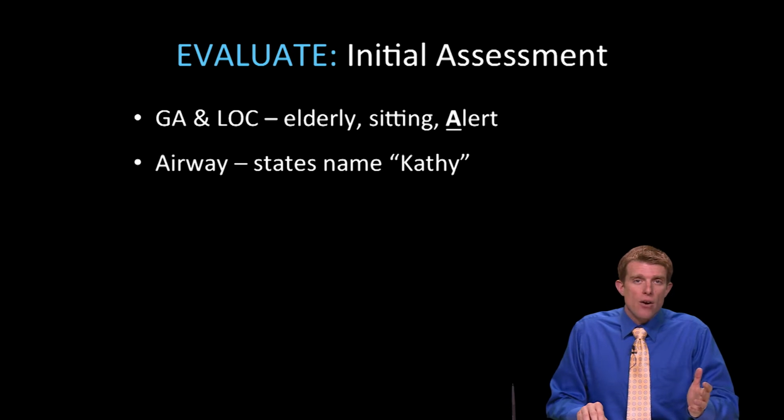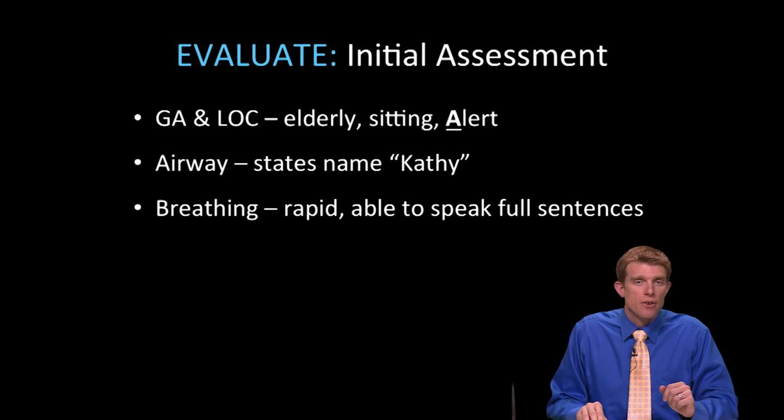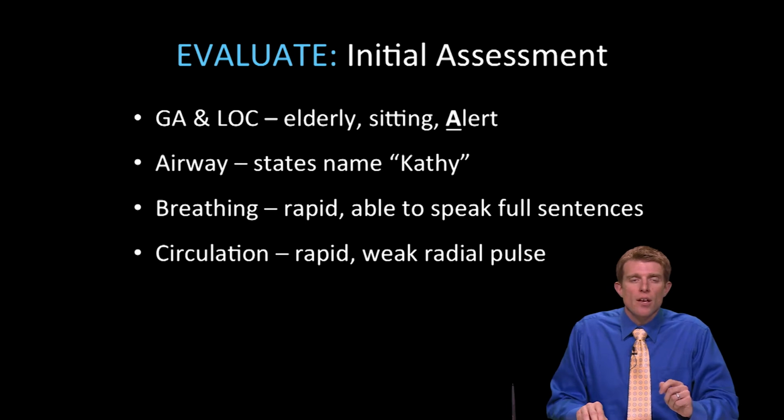We evaluate her airway by introducing ourselves and asking her name, and she states that her name is Kathy, so her airway appears clear. We look at her breathing and we listen to her as she speaks. Her breathing is rapid, but she's able to speak in full sentences and doesn't seem in significant distress. And we look at her circulation. I generally do this when I'm shaking the patient's hand. I check their radial pulse. On her radial pulse evaluation, you note that her radial pulse is rapid and a little bit weak though, and it's not easy to palpate.